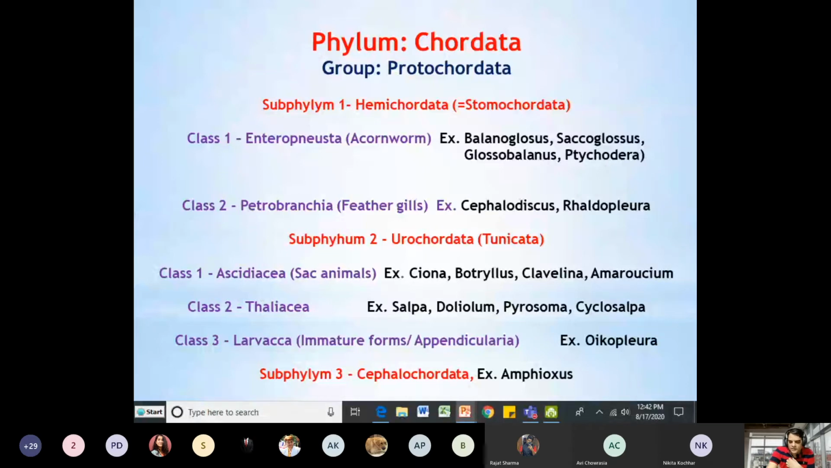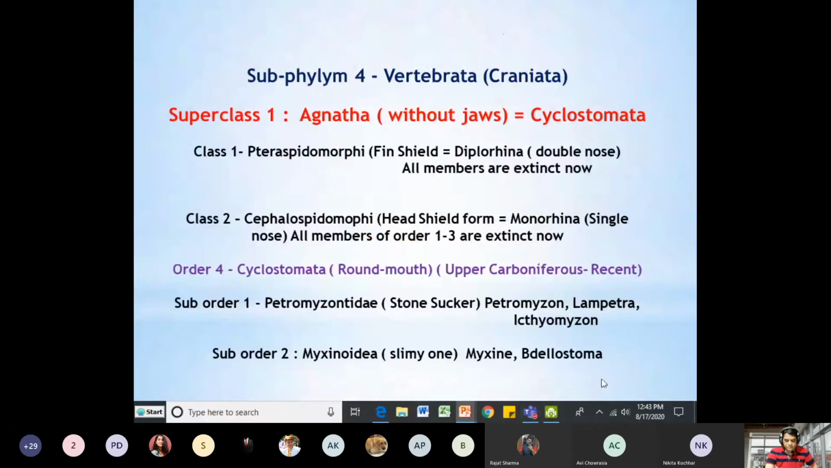like Ciona, and there are some colonial animals as well in urochordates. The second class is Thaliacea, examples are Salpa, Doliolum, Pyrosoma. The third class is Larvacea, they are immature forms, also called Appendicularia, like Oikopleura. And the third subphylum is Cephalochordata, example is Amphioxus or Branchiostoma.